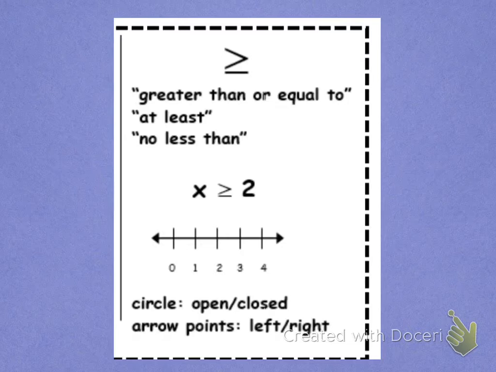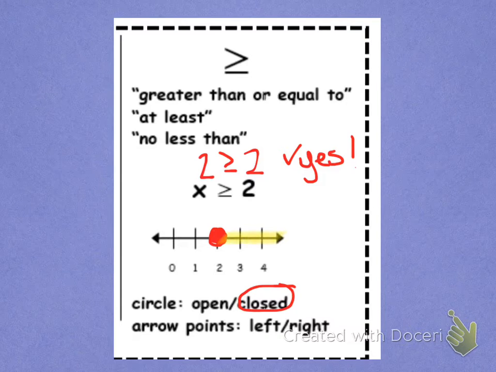Greater than or equal to, at least, and no less than. So here I have 2 is greater than or equal to 2, and the answer is yes, it is equal to. Therefore, since 2 is a solution to this inequality, I have a closed circle at 2, and my inequality symbol is pointing to the right, and so I am highlighting to the right. If you are writing this on notebook paper, I would press pause and take the time to make sure you write all of these down.